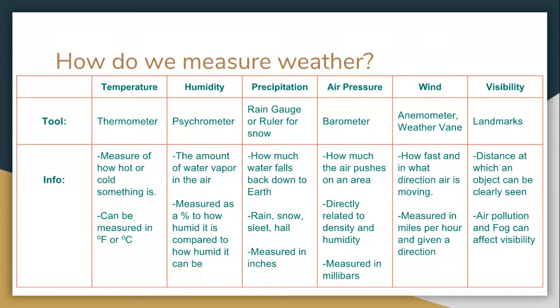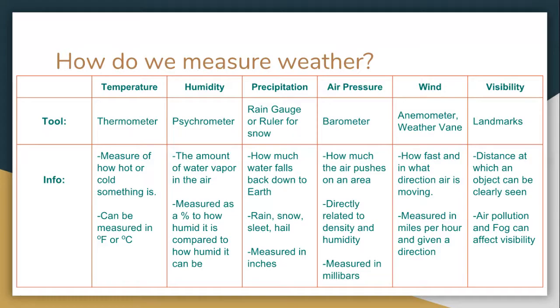And then wind, we use an anemometer and a weather vane. Those help us to describe how fast and in what direction the air is moving at the particular time. And that is measured in miles per hour. And usually it gives a direction to which way the wind is blowing.